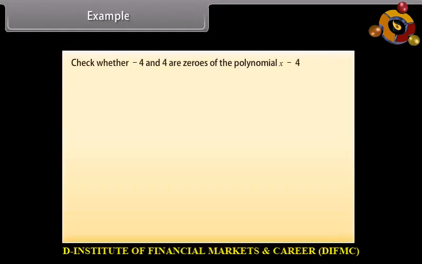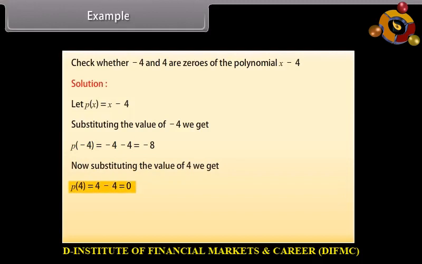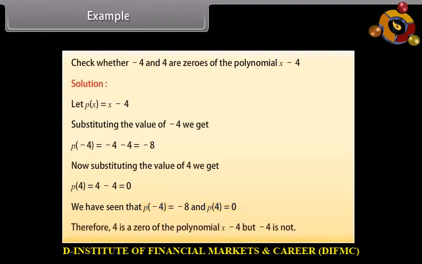Example. Check whether minus 4 and 4 are zeros of the polynomial x minus 4. Solution. Let p(x) is equal to x minus 4. By substituting the value of minus 4, we get p(minus 4), which equals minus 4 minus 4, which is equal to minus 8. Now substituting the value of 4, we get p(4) equals 4 minus 4, which is equal to 0. We have seen that p(minus 4) is equal to minus 8 and p(4) is equal to 0. Therefore, 4 is a zero of the polynomial x minus 4, but minus 4 is not.